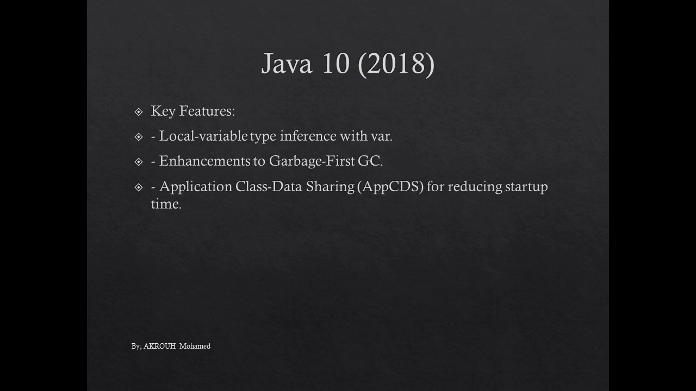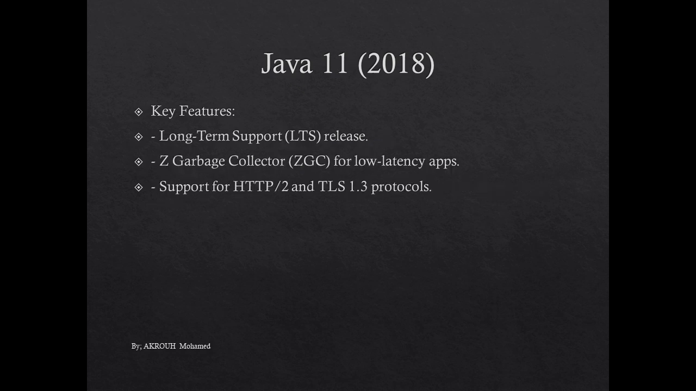Java 10, introduced in 2018, brought local variable type inference with the var keyword, enhancing code readability and reducing verbosity. Garbage First GC received enhancements, and Application Class Data Sharing, AppCDS, was introduced, reducing startup time by sharing common class metadata across JVM instances. Java 11, another long-term support release, streamlined the JVM by removing Java EE and CORBA modules.